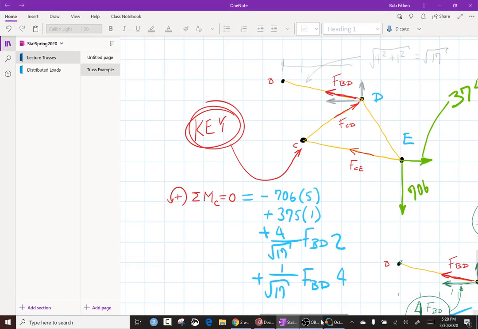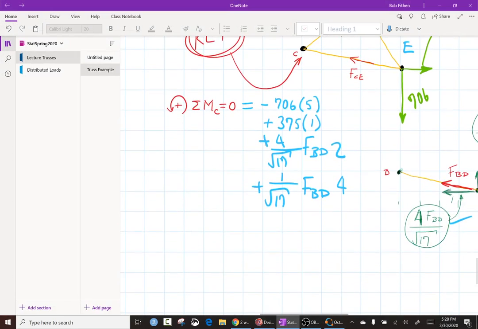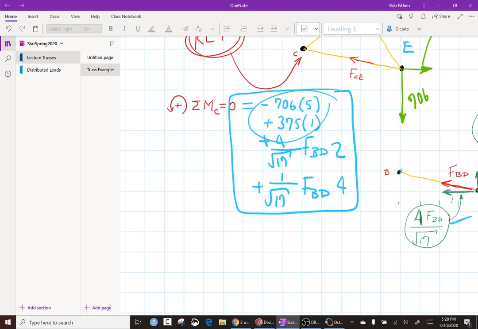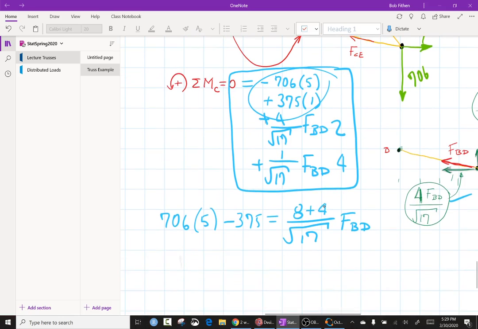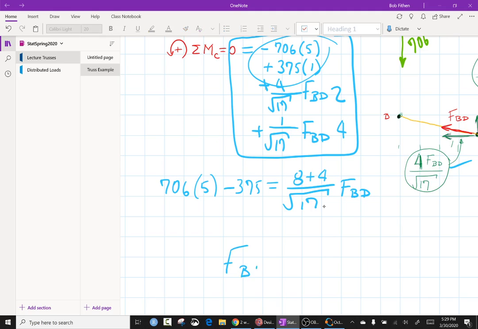So 706 times 5. Okay, let me rewrite this a little bit. This is all equal to 0, so this is your equation. I'm going to move these two to the other side. So it'll be 706 times 5 minus 375 equals 2 times 4, which is 8, plus 4 times 1, which is just 4. Okay, so I'm getting closer to the point where I can write F_BD equals square root of 17 over 12 times 706 times 5 minus 375.